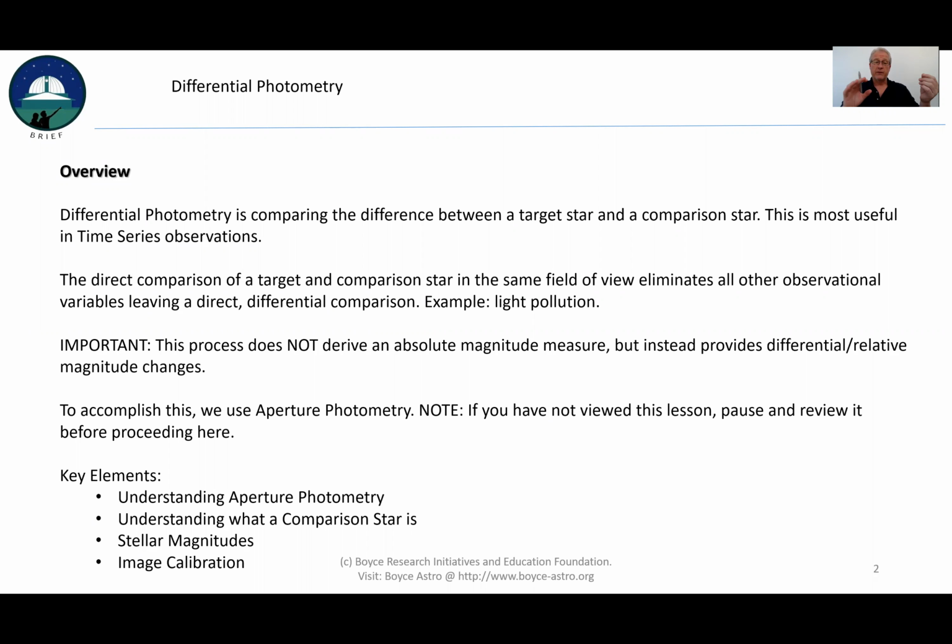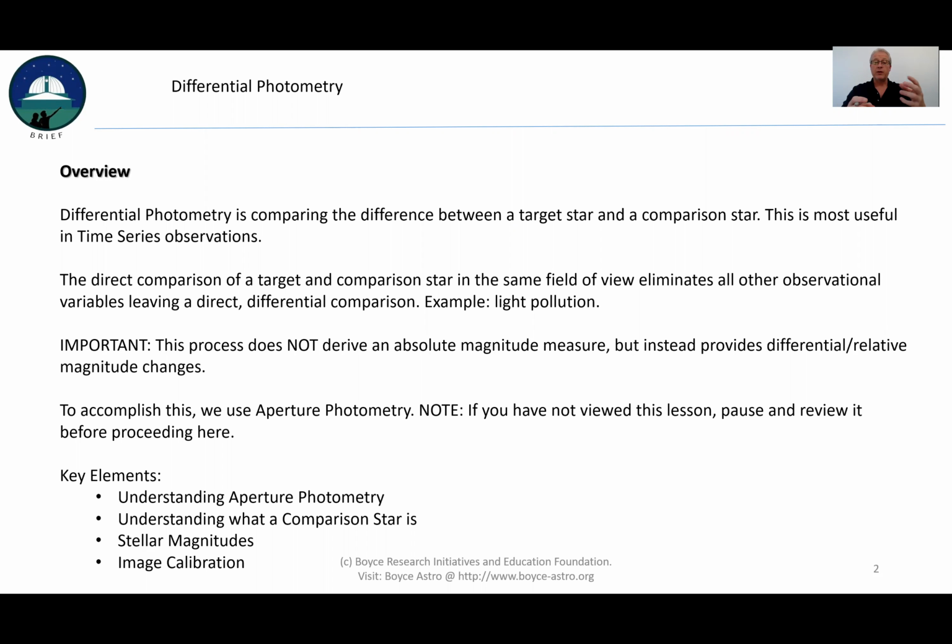The direct comparison of a target and a comparison star in the same field of view eliminates other observational variables, leaving a direct differential comparison. For example, light pollution, because light pollution would equally affect the entire frame of the image. It's important to note this process does not derive an absolute magnitude measure, but instead provides differential or relative magnitude changes between the comp star and the target.